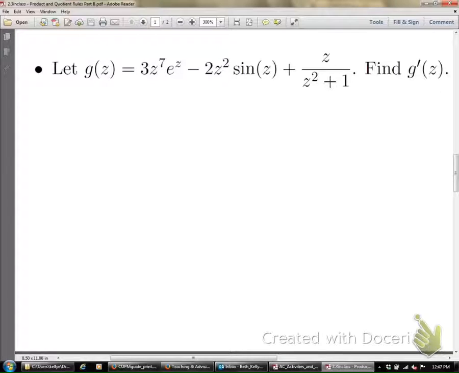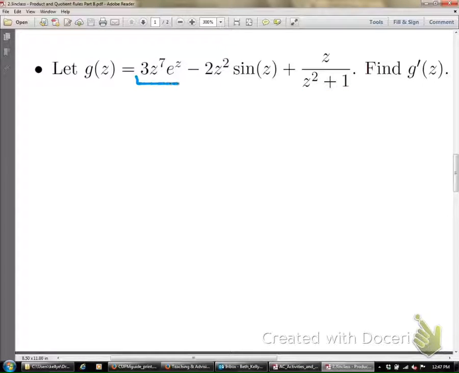All right, here's the last problem on this side. And we have this very long function. G of z is 3 times z to the 7th e to the z minus 2z squared sine of z plus z over z squared plus 1. So notice we have three different terms on this problem. Overall, this is the sum. So we're going to use a sum rule, which means we can take the derivative of each term separately and then add them together. Okay, and then each term we'll deal with and see: is it a product, is it a quotient, is it a power function, what is it?